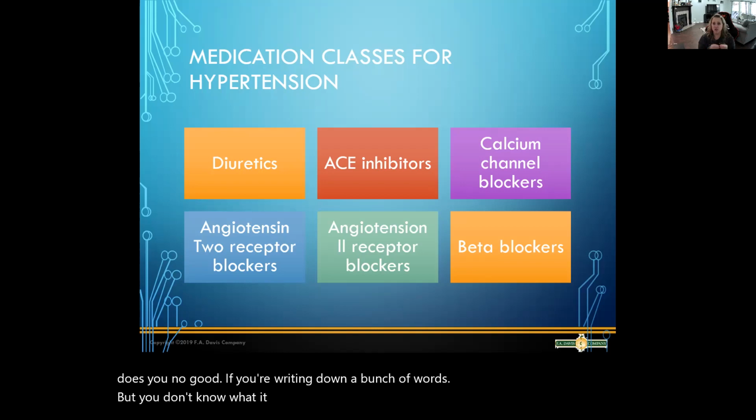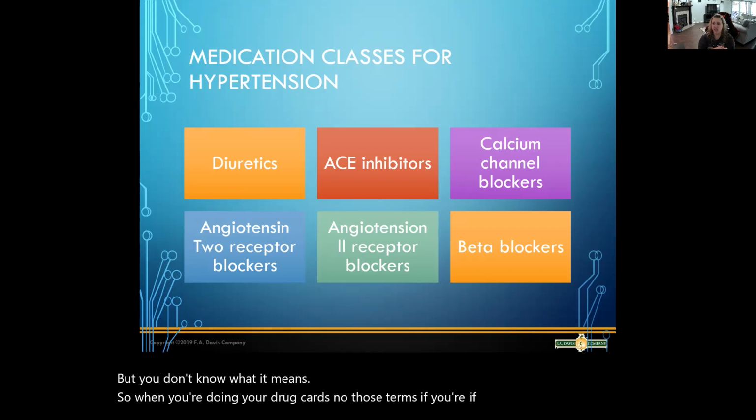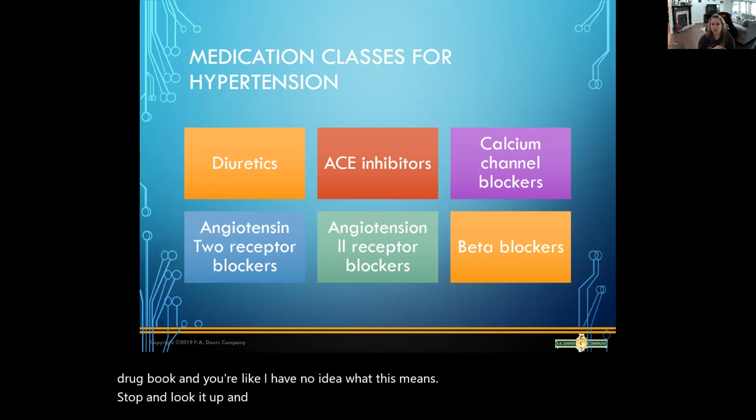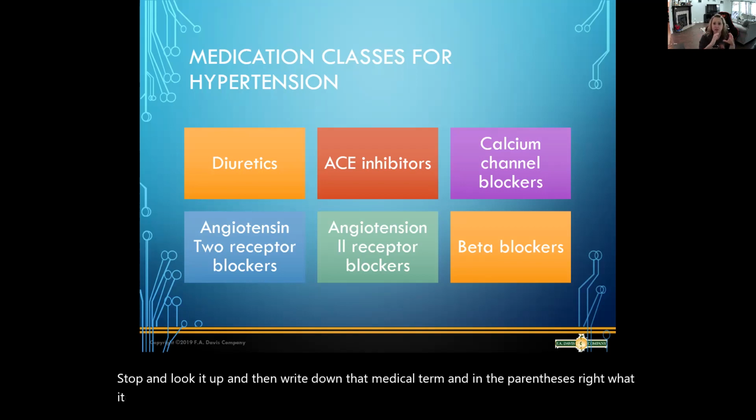So when you're doing your drug cards, know those terms. If you're reading your drug book and you're like, I have no idea what this means, stop and look it up. And then write down that medical term, and then in parentheses, write what it means. Hypokalemia, low potassium. So write that out to the side in parentheses. That'll help you learn those key terms.